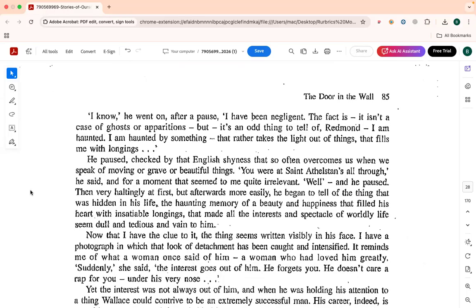I have been negligent. The fact is, it isn't a case of ghost or apparition, but it is an odd thing to tell of. Redmond, I am haunted. I'm haunted by something that rather takes the light out of things, that fills me with longings. Now, these are the quotation words. These are the direct speech.